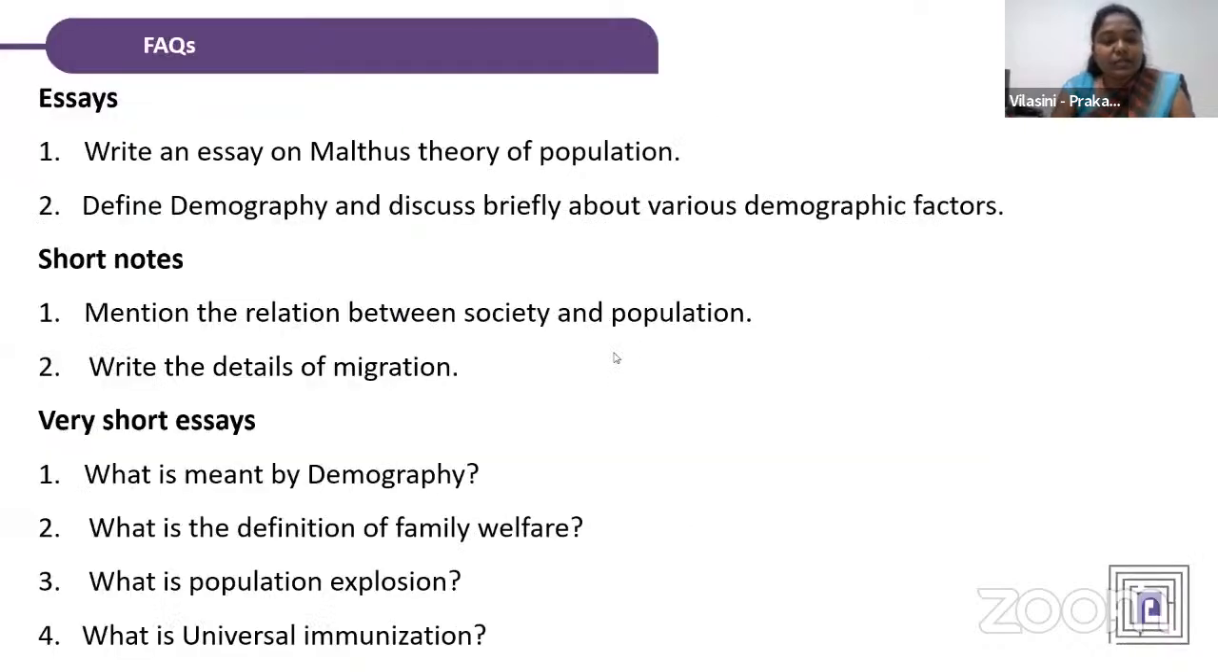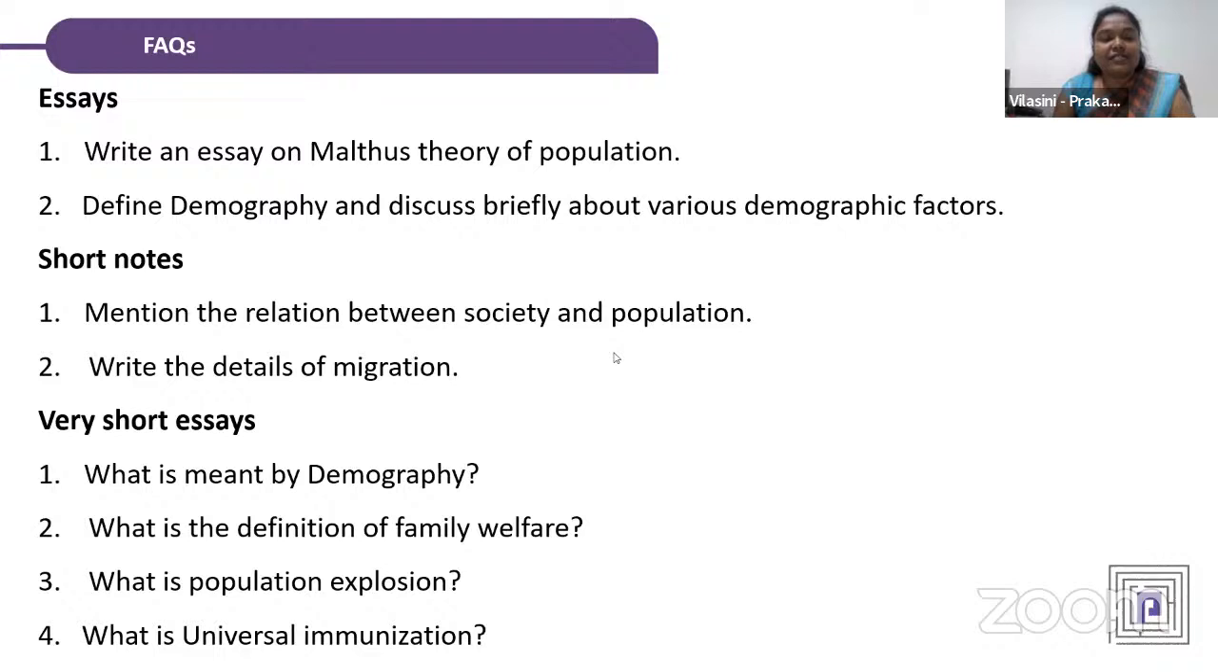Then coming to the questions which are asked from this unit. Essay: write an essay on Malthusian theory of population, in which you have to explain the suggestions of Malthusian theory and what were the objectives or aims of this theory. And you can briefly write about how he has explained the production of race and production of food.